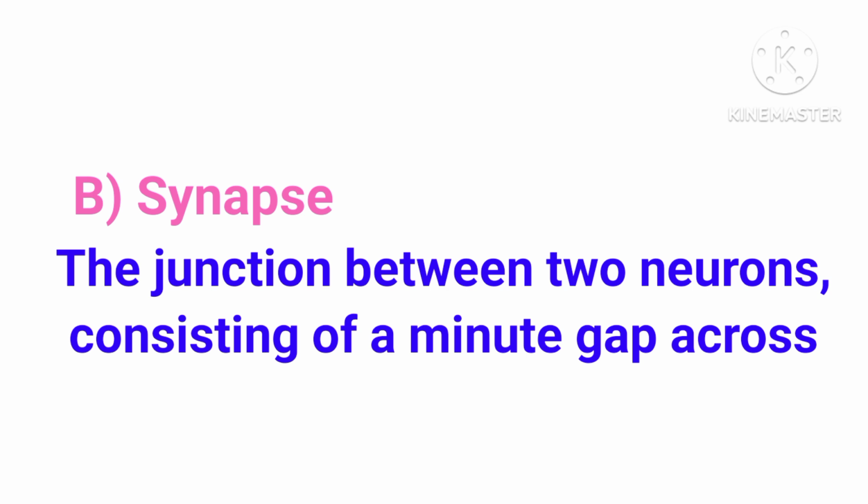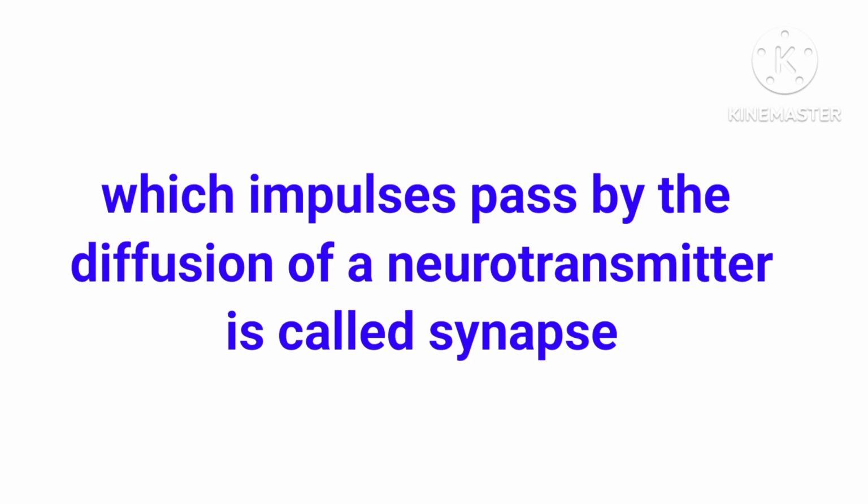The junction between two neurons means the transfer of information or signal takes place at the synapse between two neurons. Consisting of a minute gap means it is the junction where the axon of one neuron forms a connection with another neuron. This connection is called synapse. Across means from. Impulses pass means the transmission of a signal between neurons is generally carried by a chemical called a neurotransmitter.